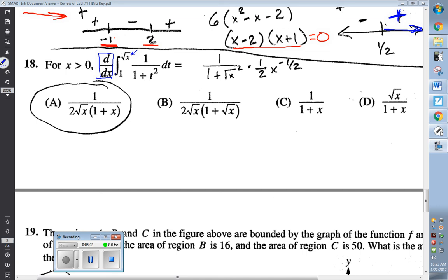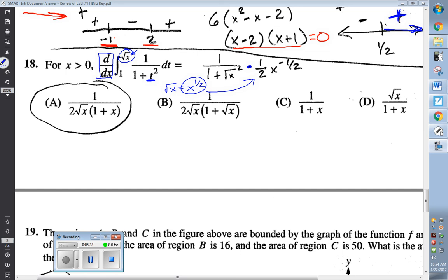So all I did here was I took this and I plugged it in for t. So I took that right there and plugged it in for t, so it became square root of x squared. But then the other thing you've got to do is multiply by the derivative of whatever you plugged in. So since I plugged in square root of x, that's the same thing as x to the 1/2 power. I had to multiply by the derivative of this, which is 1/2 x to the negative 1/2. So it was the same thing with that plugged in times the derivative.